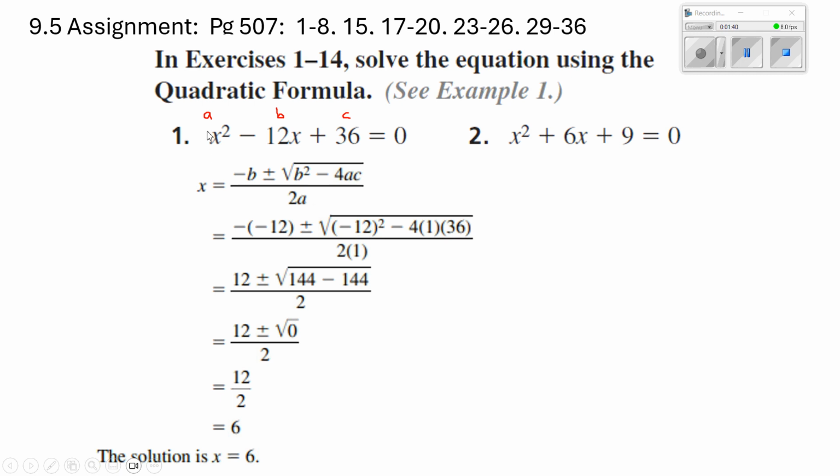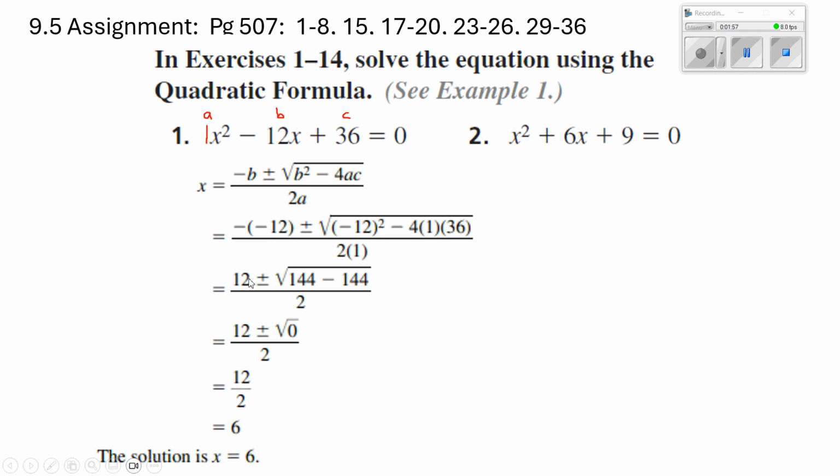Well, there's a 1. Remember, whenever you don't see anything in front of a letter, there's always a 1 there, all right? And if there's a negative variable, then it's a negative 1. But for right now, it's a 1. Okay, so now let's go and work these out.